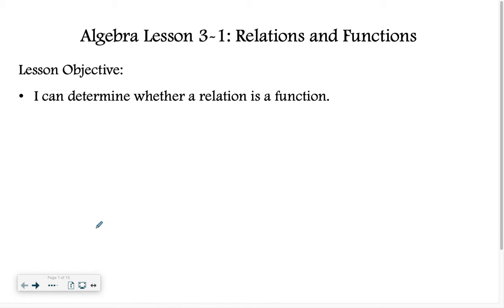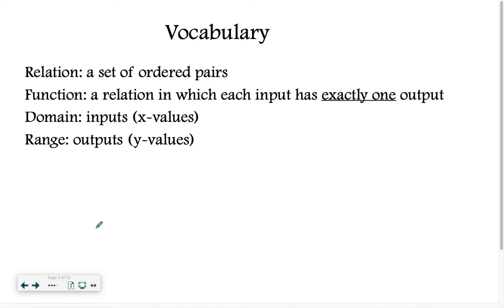Hello class, welcome to Algebra Lesson 3.1, which is all about relations and functions. By the end of this lesson, you should be able to determine whether a relation is a function. So let's start by looking at some vocab.